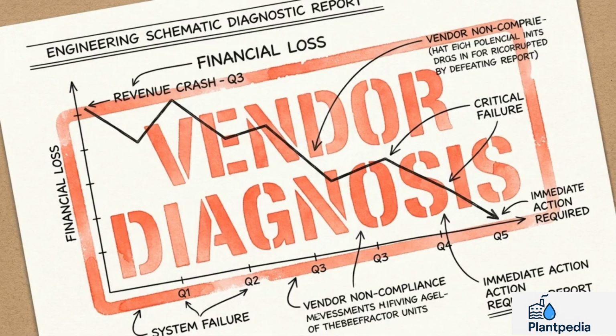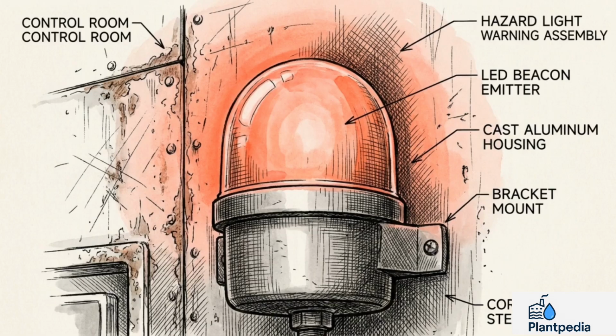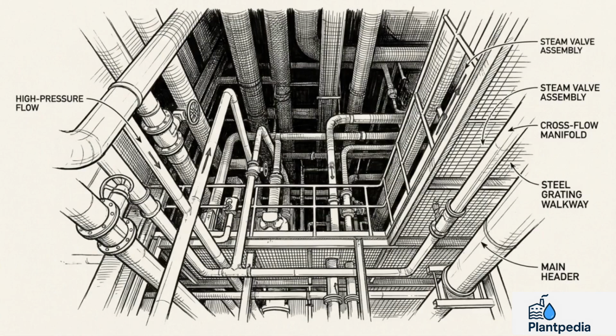This diagnostic report illustrates the problem. You see a sharply dropping financial graph masked by a massive red stamp reading scaling. Accepting the superficial one-word diagnosis is a critical operational error. It gives the illusion of an answer while completely masking the deeper systemic issues occurring inside your plant.